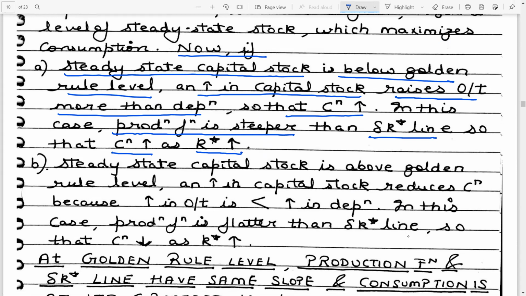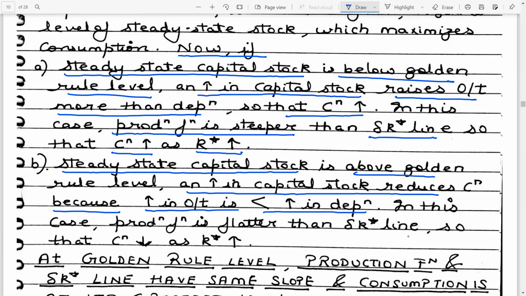On the other hand, if the steady state capital stock is above the golden rule level, that means K2 star in the diagram, an increase in the capital stock reduces consumption. Why? Because output is now increasing less than the increase in depreciation. Why? Because the production function is now flatter than the delta K star line. So in this case, an increase in K star will reduce your consumption.